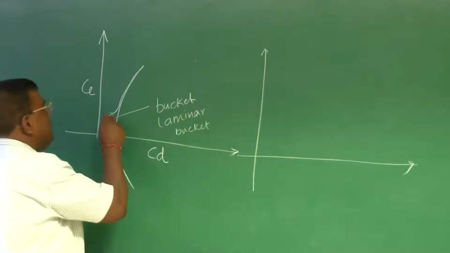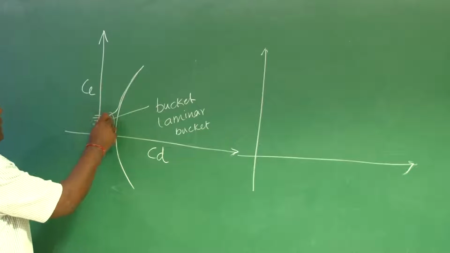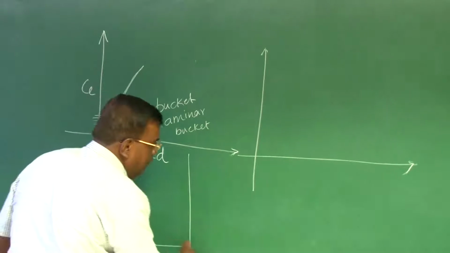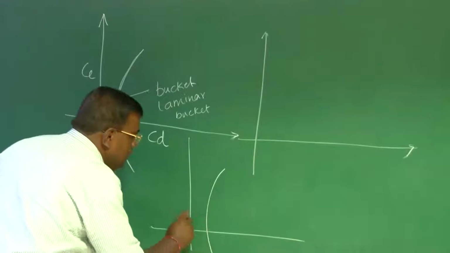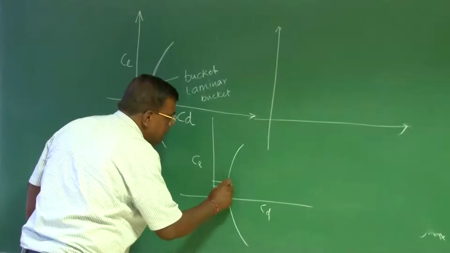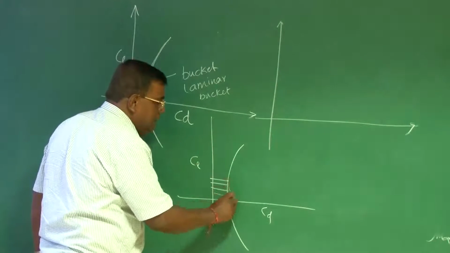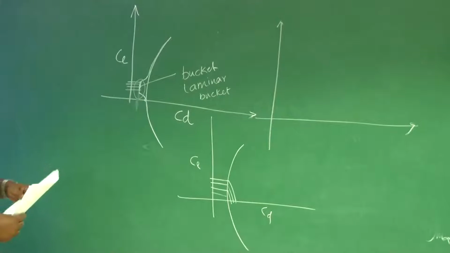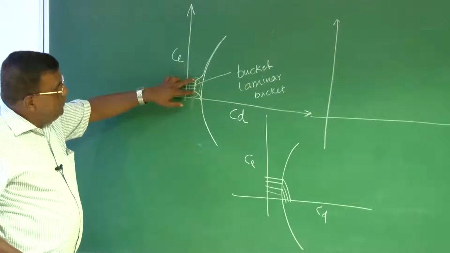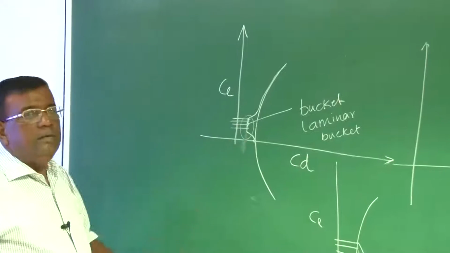The importance is this: if you see during this region, even if there is an increase in CL, there is hardly any increase in CD. But if you see the other type of aerofoil, where it is something like this, and this is CL and this is CD, if there is an increase in CL, the CD will go on increasing. Right? So as a designer, I will prefer a laminar bucket type aerofoil, so that even if I am changing CL because of different operational requirements, I do not give too much of a drag penalty.